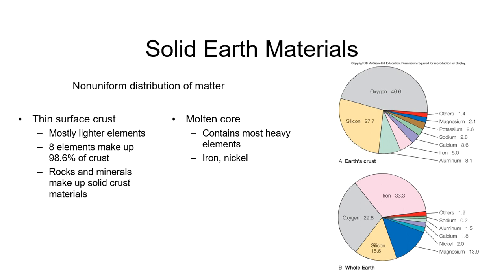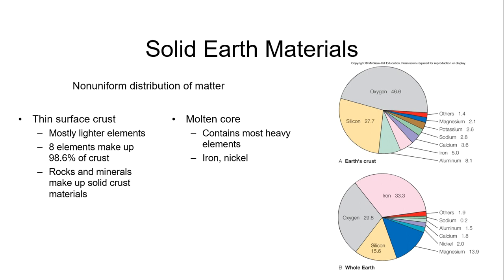Now, the surface of the crust is made primarily of lighter elements. For instance, remember that 1/3 of the Earth is iron. Well, only 5% of the Earth's crust, from the top figure, is made of iron, whereas nearly half of the crust is made of oxygen, and well over 1/4 of the crust is made of silicon.